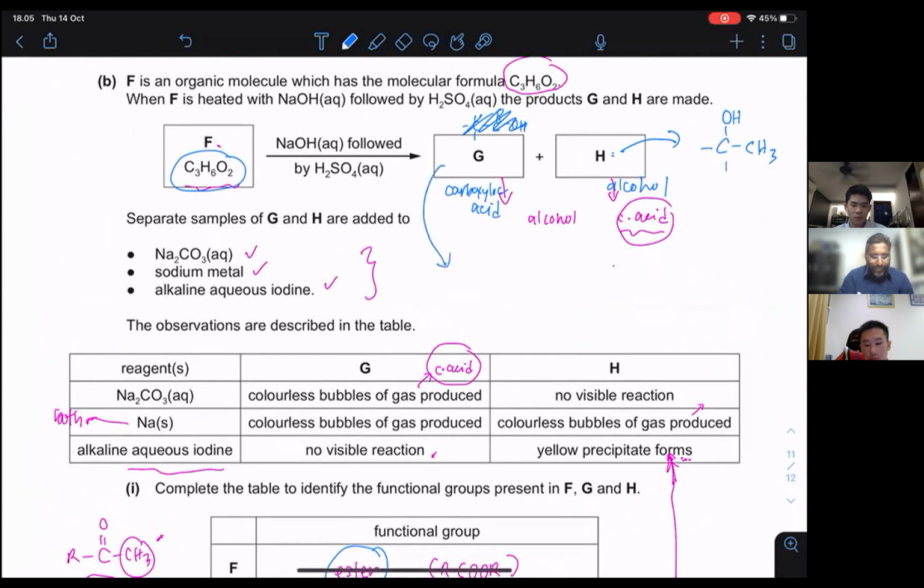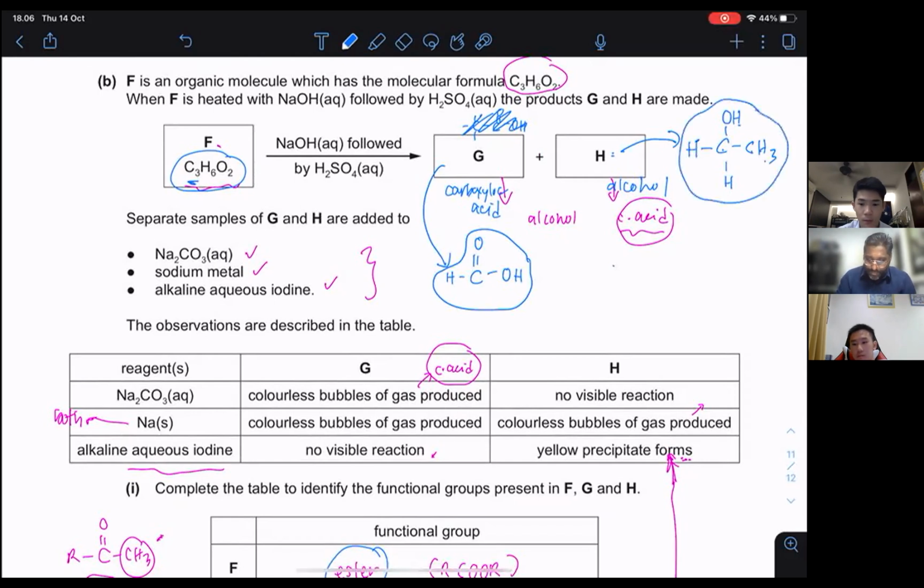So G must have only 1 carbon because it is 3 carbon only, right? So it must have 1 carbon. That 1 carbon must have carboxylic acid. So the only way to draw them is like this. This is the structure. So this one must have 2 carbon, OH and CH3. This one must have hydrogen. What else will be here? This one must be an R group, but it's not C anymore. So it must be hydrogen.